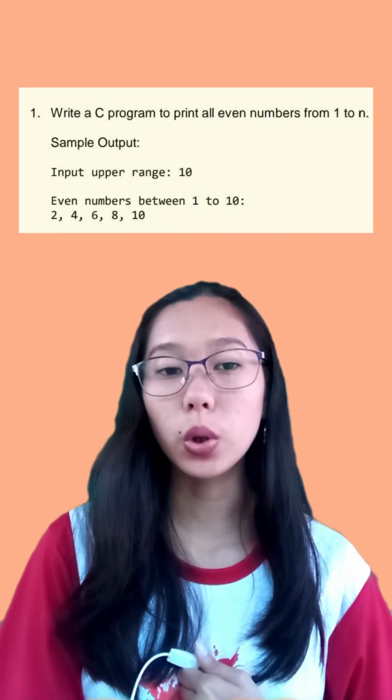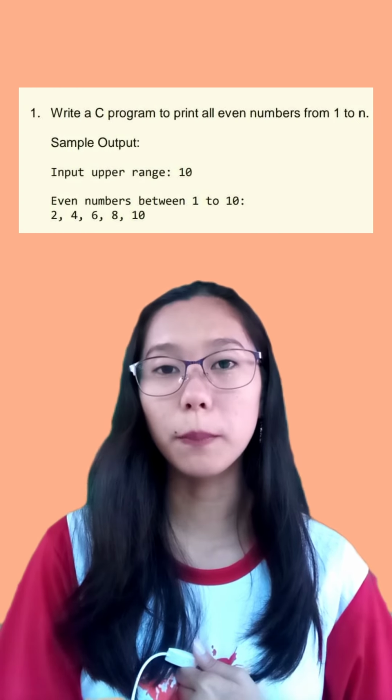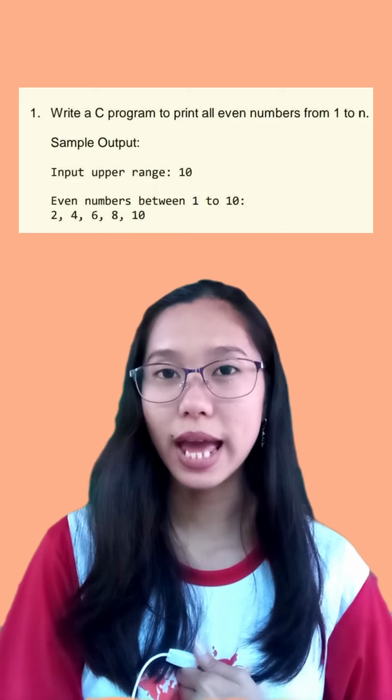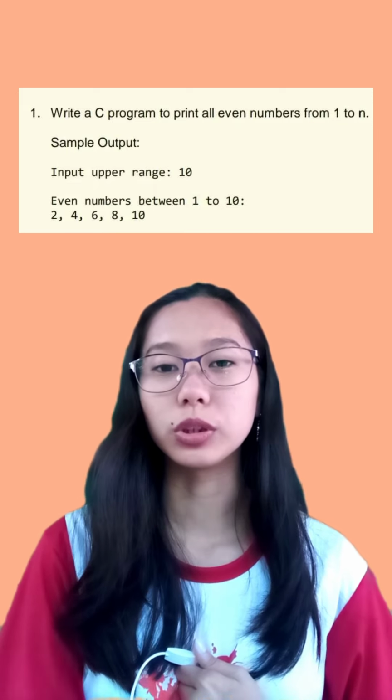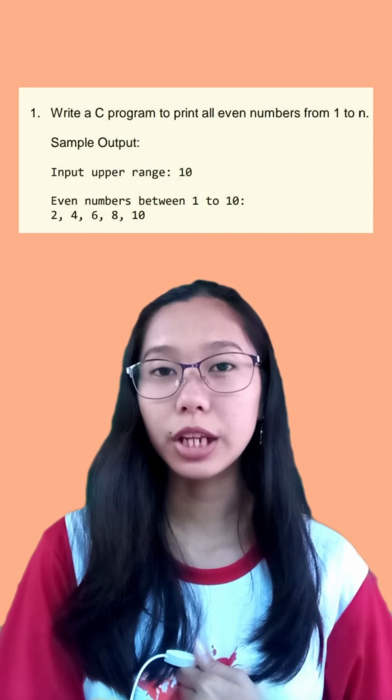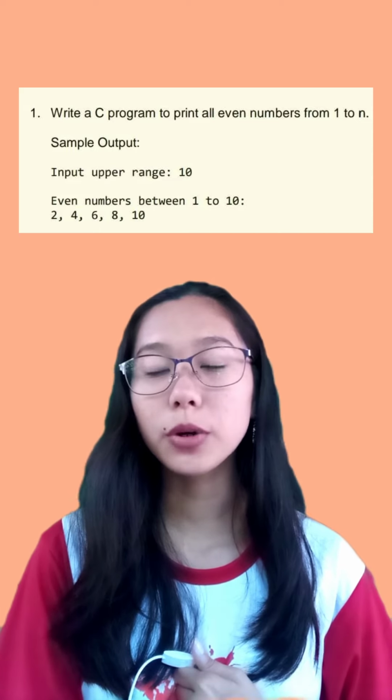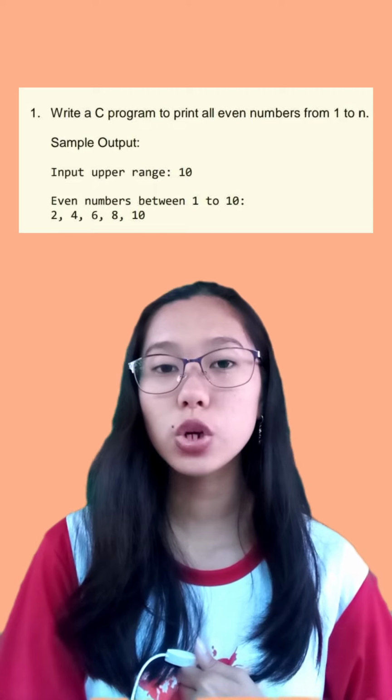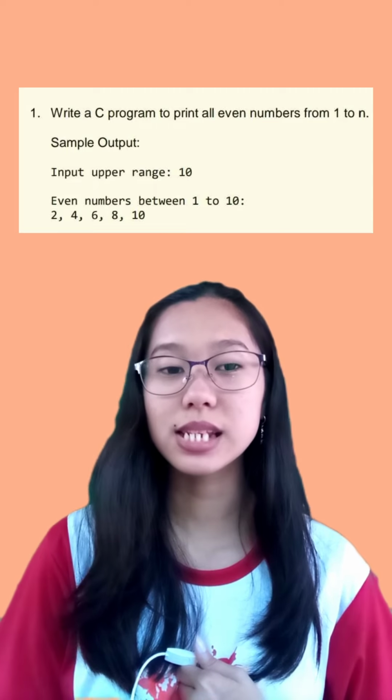As a member of Group 1, I was given a task to report about the second output, solving the given problem using recursion. The given problem is: write a C program to print all even numbers from 1 to n. Sample output: input upper range 10, even numbers between 1 to 10: 2, 4, 6, 8, 10.